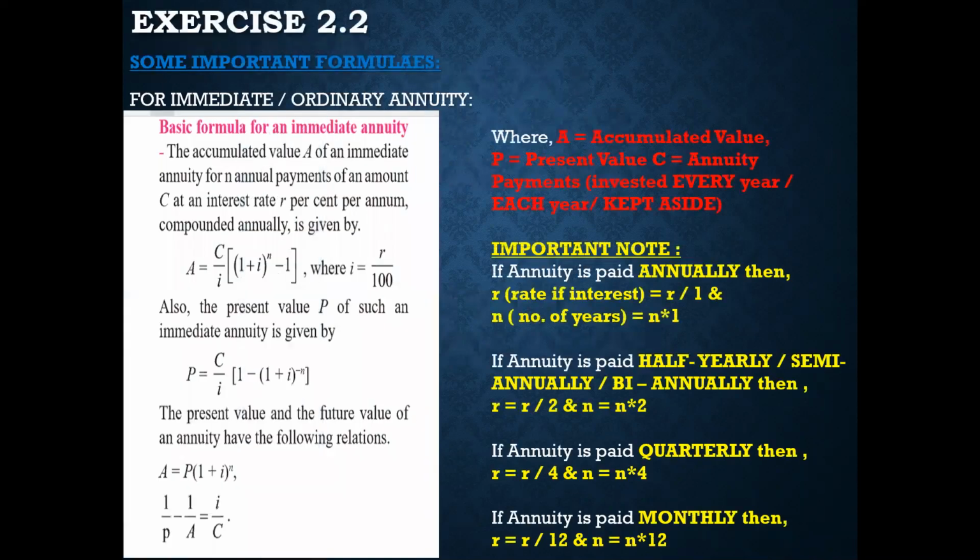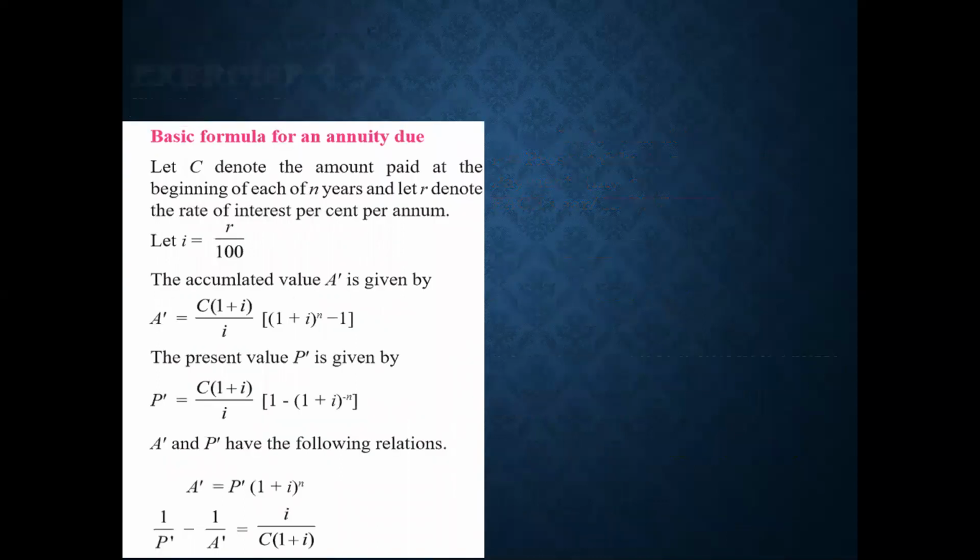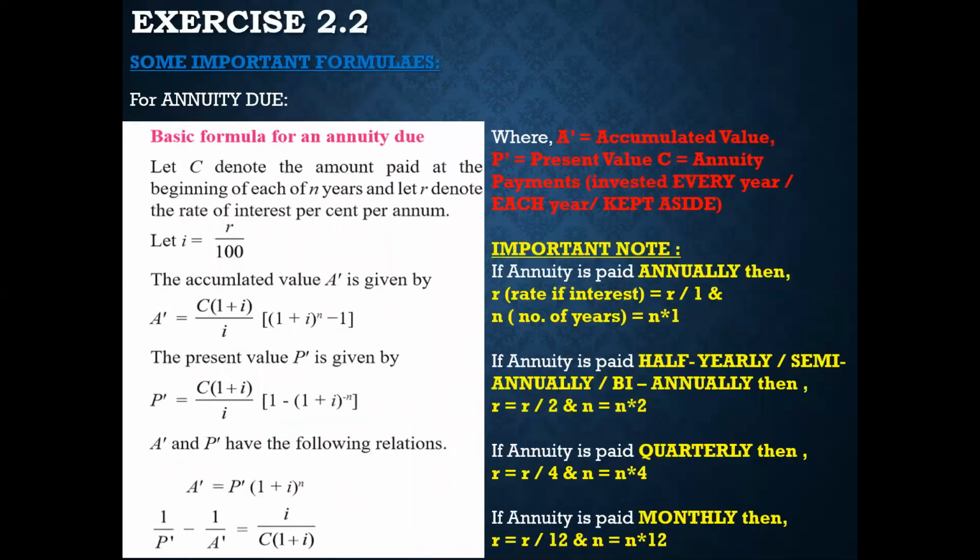Before that, I'm giving you all 2 minutes to just go through the formulas because the sums which will be coming now will be of mixed nature. It may be from immediate or ordinary annuity or it may be from annuity due. So just go through all the 4 formulas of annuity immediate and all the 4 formulas of annuity due.